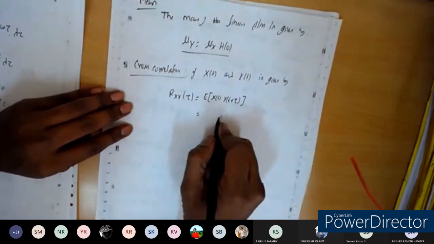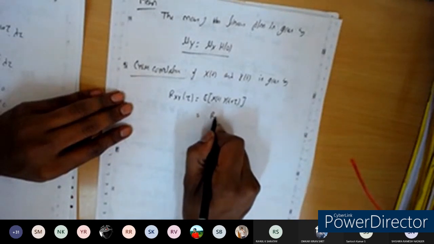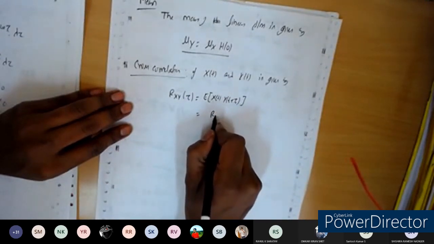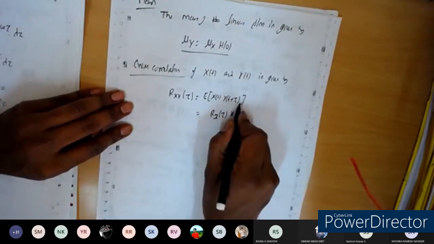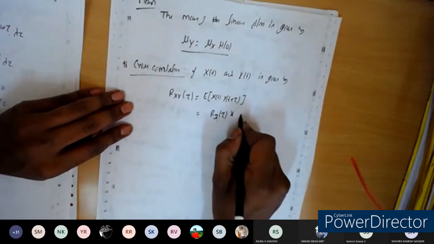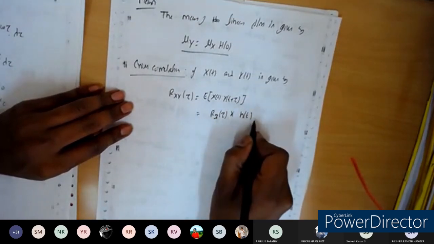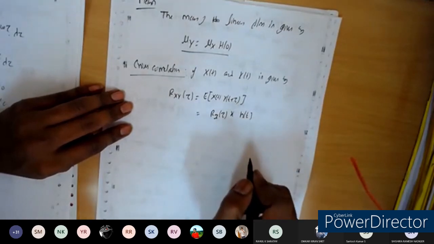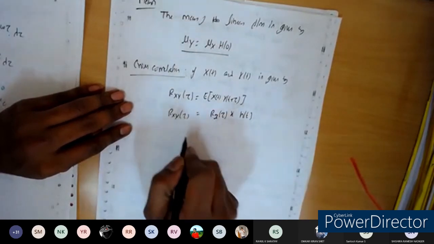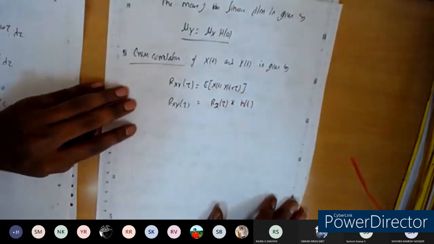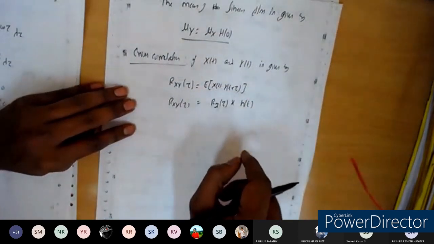We can represent this as the autocorrelation of x of t, that is rx of tau, and since y of t is a convolution, we can directly write h of t here. So rx of tau convolution with h of t is the cross correlation of x of t and y of t. We are not going to solve this, we'll just take the formula.